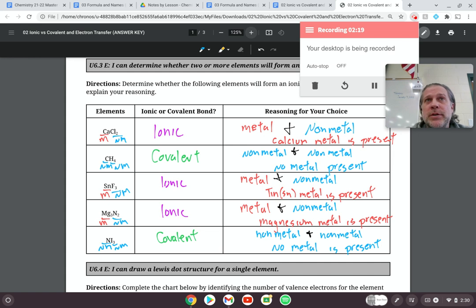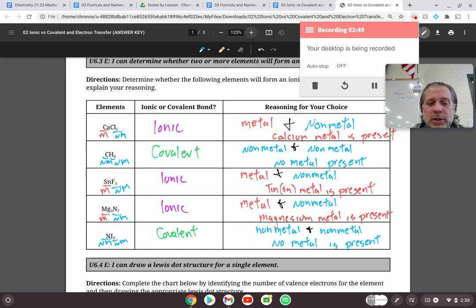Mg3N2. Mg is a metal, and nitrogen, N, is a nonmetal. That makes it an ionic compound. A metal and a nonmetal are present, or you could say magnesium metal is present. The last one in this section is NI3. Those are two nonmetals, and that makes it a covalent compound. You could say nonmetal and nonmetal would be your reasoning, or there's no metal present. So that's that first section. If you have any other questions about that, go ahead and reach out to your teacher. But hopefully that cleared up any questions.